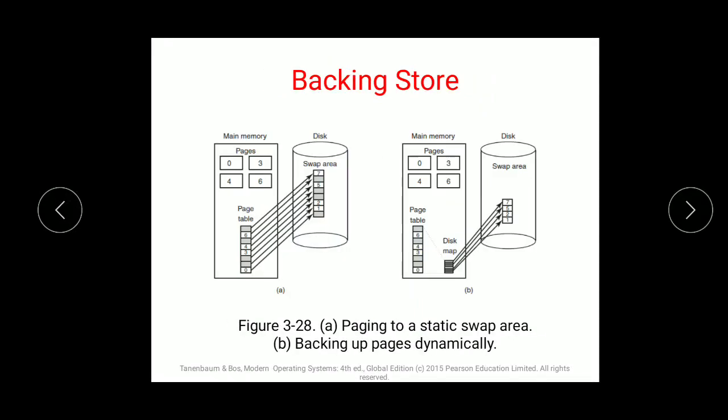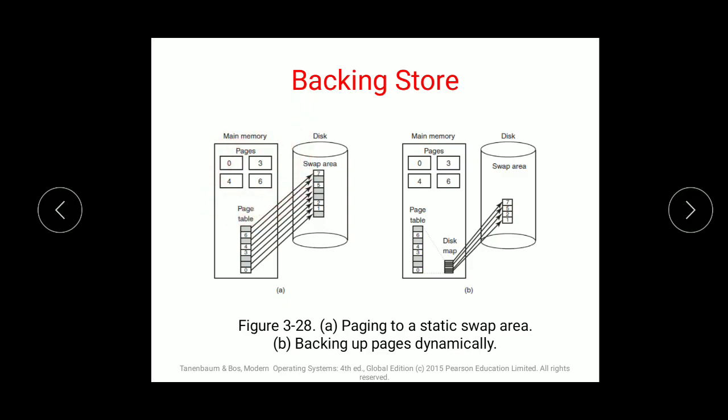Next is backing store. So paging to a static swap area and backing up pages dynamically. For backing up, we have two different criteria. The first one is static swap area. Static means I have a static swap area through which I will be swapping from the page table to the swap area and again back to the original place. So static means a certain fixed amount of places only, in which they have to shuffle according to their needs of processing, and the pages also will be defined prior in the main memory.